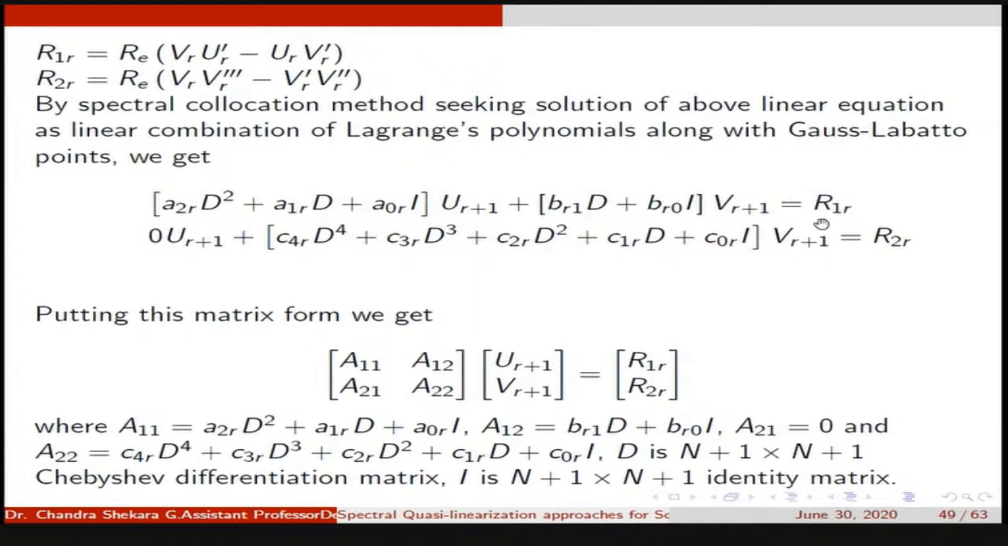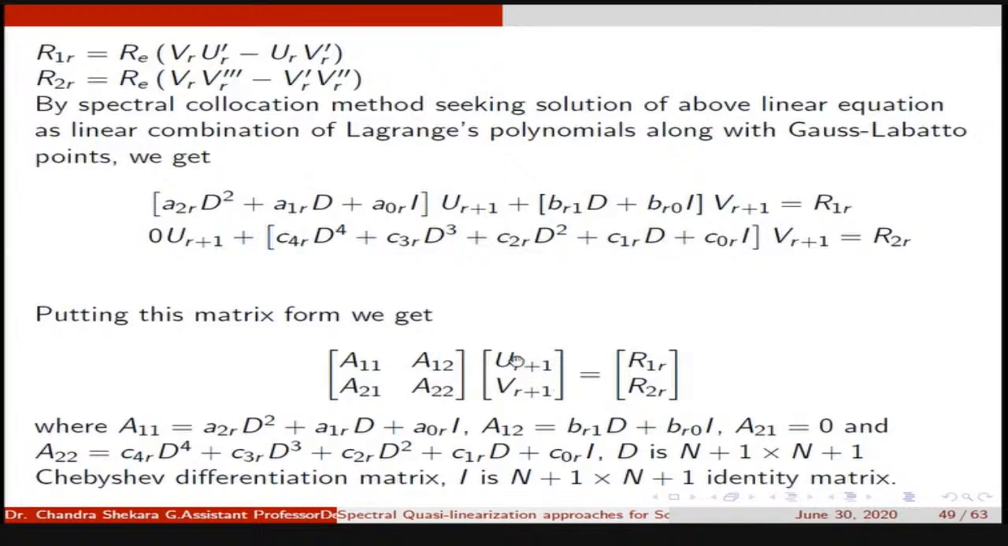So the derivatives become just spectral differentiation matrices. After applying the spectral differentiation matrix, this system of equations becomes like this. Now we check here, D is the differentiation matrix. It is an n plus 1 by n plus 1 matrix. I is also an n plus 1 by n plus 1 identity matrix. So this system we can put in the following matrix form. You can take A11 as A2R D squared plus A1R D plus A0R I. Similarly, B1R D plus B0R as I. And similarly, in the second equation A21 is 0 and A22 is this operator.